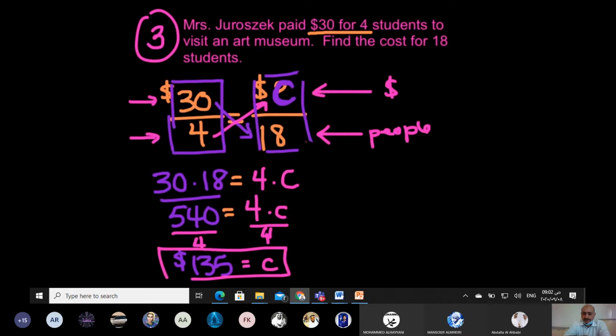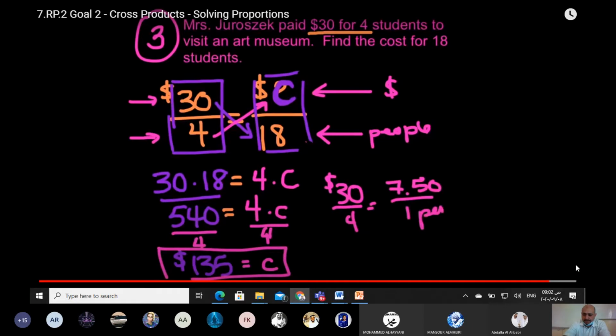And actually, let's check this now with our unit rate. If we were taking $30 divided by 4, we could find the unit rate of $7.50 per person.